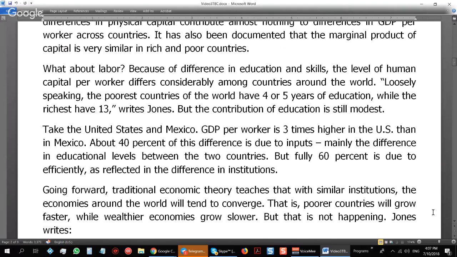Take the US and Mexico. GDP per worker is 3 times higher in the US than in Mexico. About 40% of this difference is due to inputs, mainly the difference in education levels between the two countries. But fully 60% is due to efficiency and reflected in a difference in institutions.